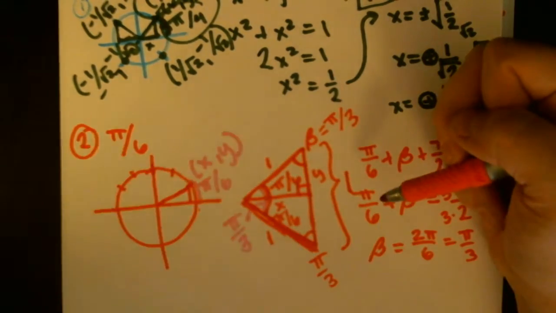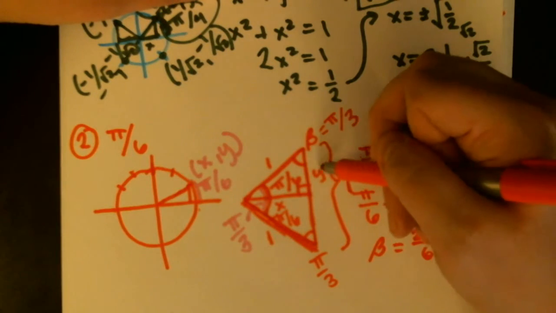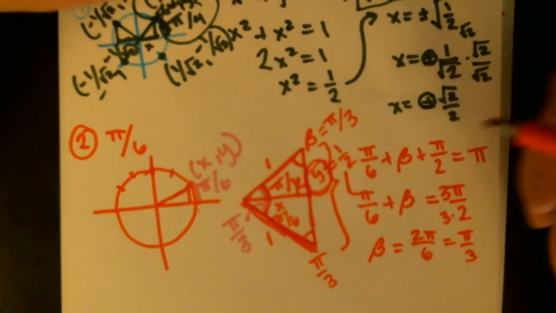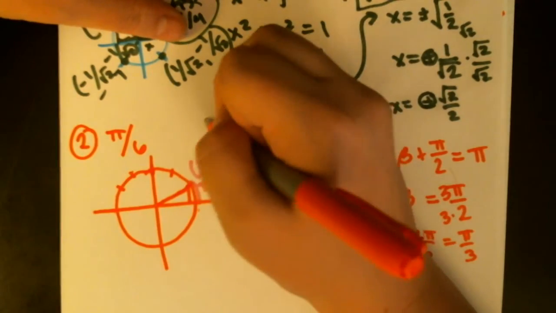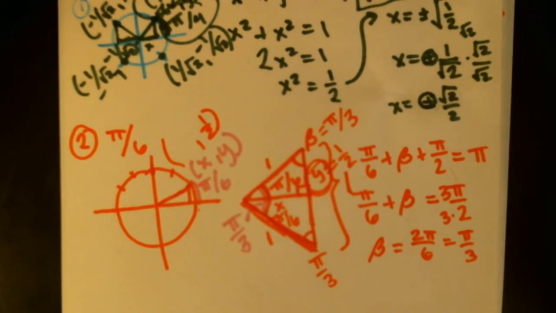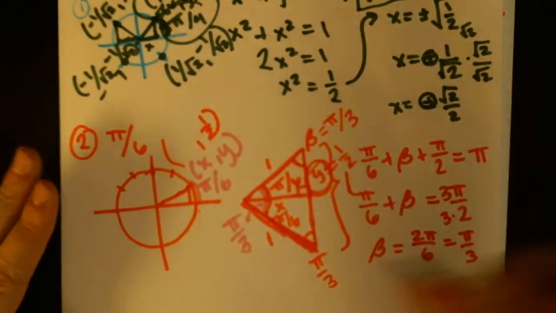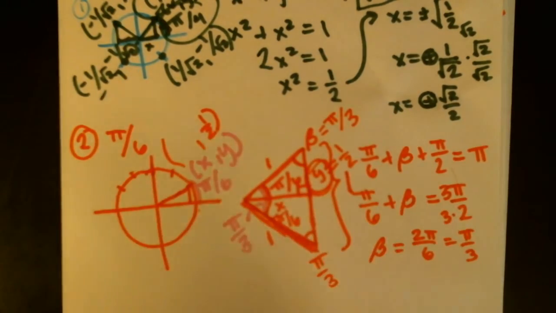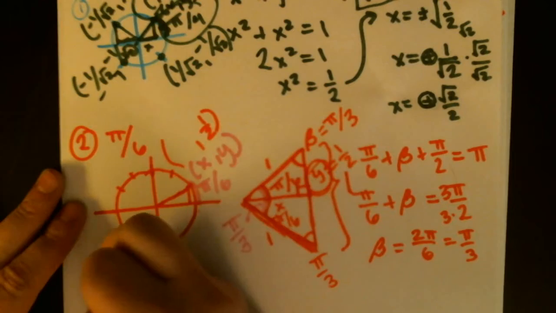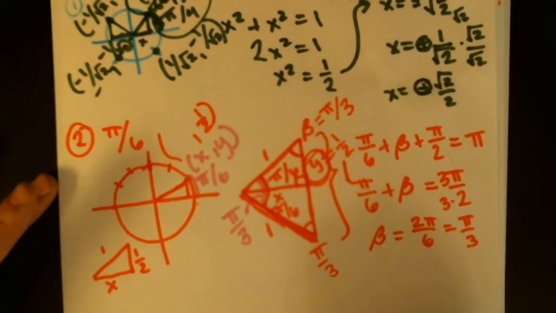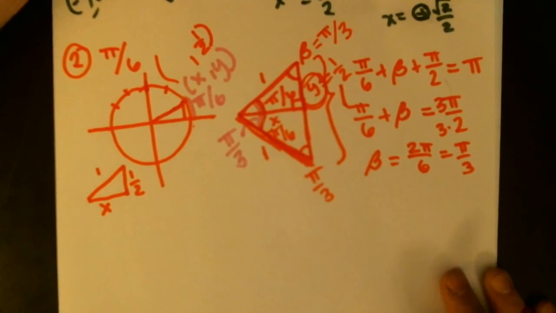But we didn't want to know what this entire thing was. We wanted to know what y was. So it looks like y is equal to 1/2. So for this point, we have a y coordinate of 1/2. We still need to find our x coordinate. But now we can go back to our original triangle and we can say, if this is a 1 and this is a 1/2, we should be able to use the Pythagorean theorem to find x.